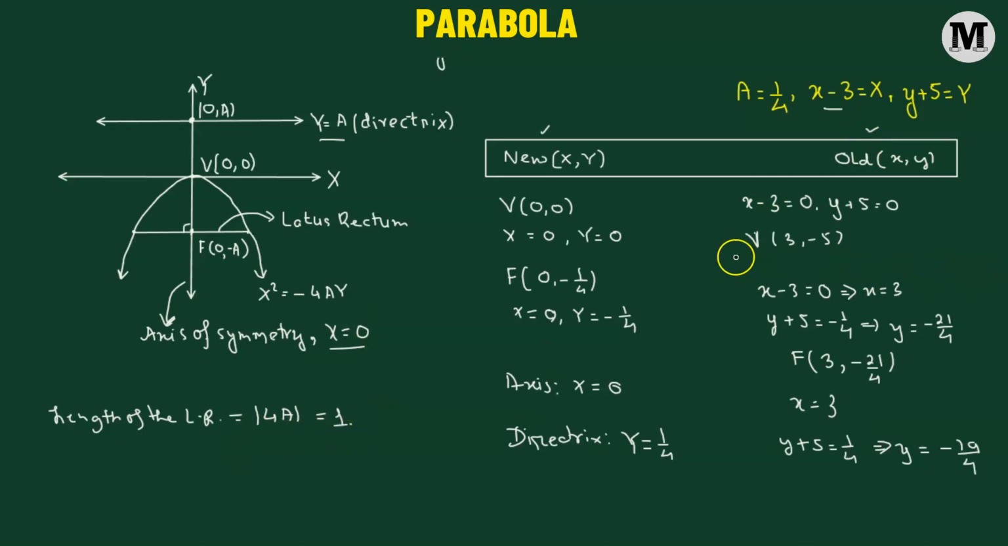So we have successfully obtained the coordinates of the vertex of the parabola. That's 3, negative 5. The coordinates of the focus will be 3, negative 21 over 4. The equation of the axis is x equals 3. The equation of the directrix is y equals negative 19 over 4. And the length of the latus rectum is 1 unit.